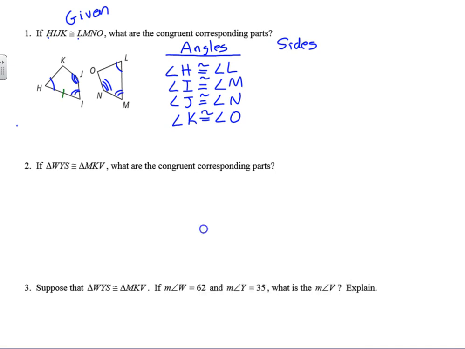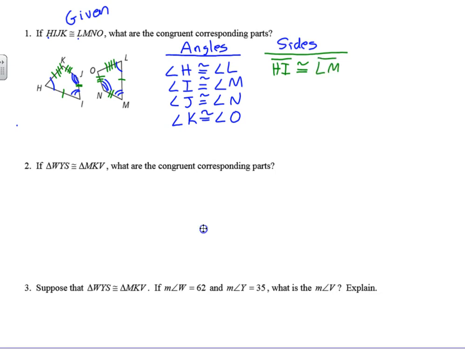So HI, our first side, is going to be congruent to LM. And then IJ, that side would be congruent to MN, just looking at the order of the letters. And then JK would be congruent to NO, those are the last two letters. And then the last sides, 1, 2, 3, 4, 1, 2, 3, 4. Once I have them drawn on my diagram, it's a little easier for me to write them out. So we say HI is congruent to LM.